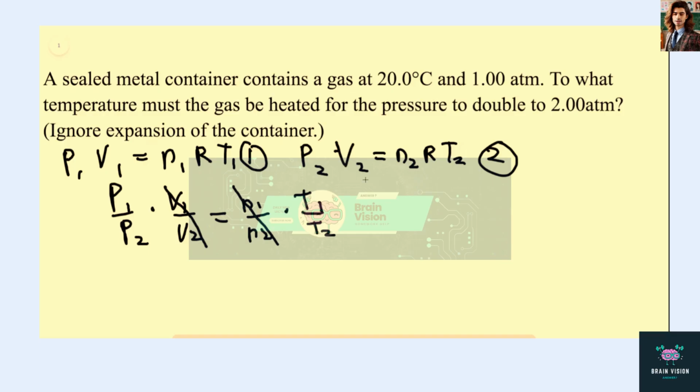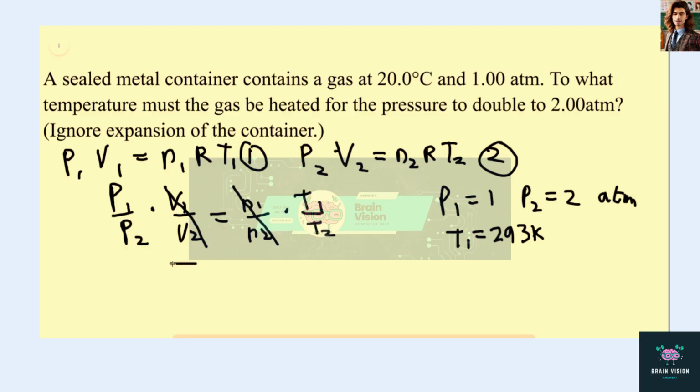We know that P1 is equal to 1, P2 is equal to 2, and T1 is equal to 273 plus 20, so 293 Kelvin. These are obviously both atm, but it doesn't really matter because we're just interested in the ratio between P1 and P2. It could be bananas and it would be the same answer as long as we are constant with our units for pressure here. And T2 is our unknown.